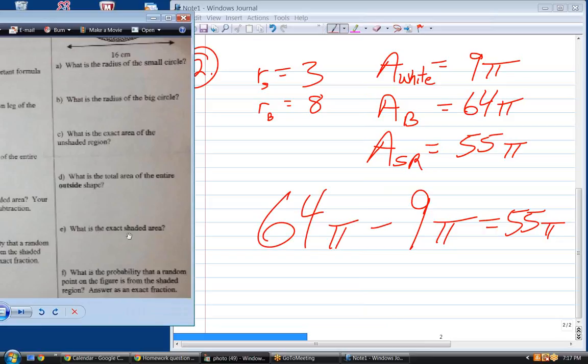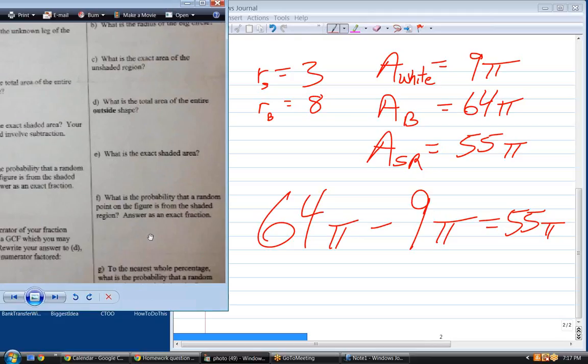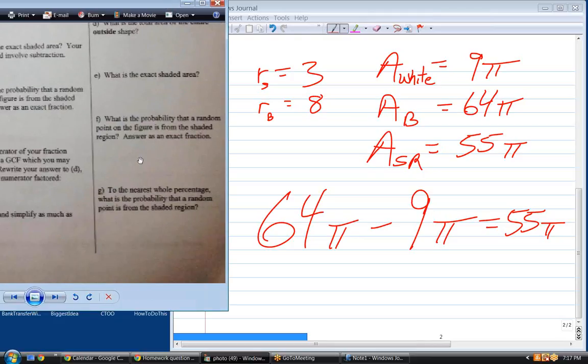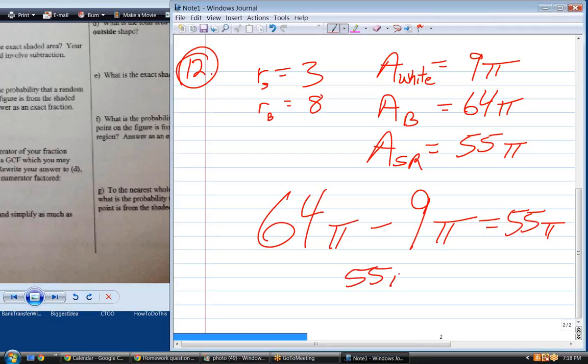Okay. So we've answered E, right? Yes. So F, what is the probability that a random point on the figure is from the shaded region? Answer as an exact fraction. So you would do 55 pi over 64 pi. Correct? And then equals x over 100.